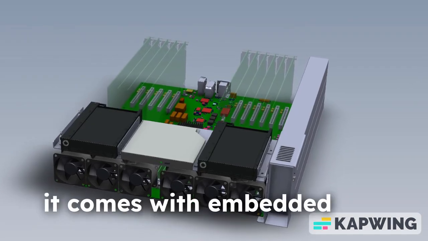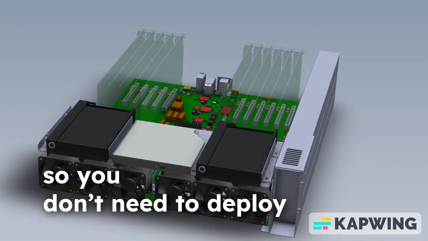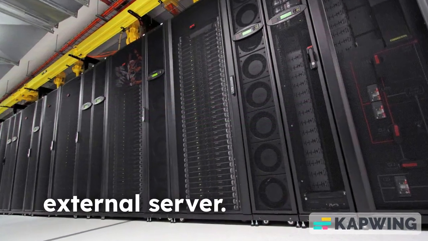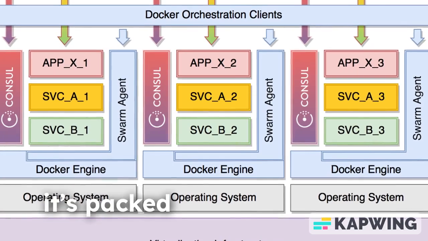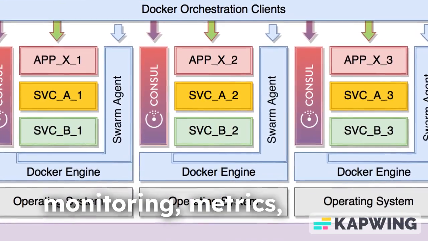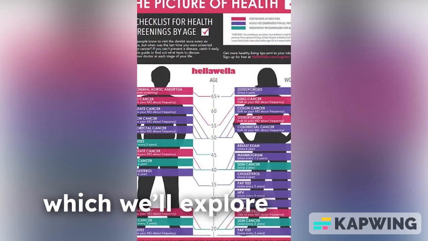Second, it comes with embedded servers like Tomcat, so you don't need to deploy your application to an external server. You can just run it as a standalone application. And third, it's packed with production-ready features like monitoring, metrics, and health checks, which we'll explore later in this series.